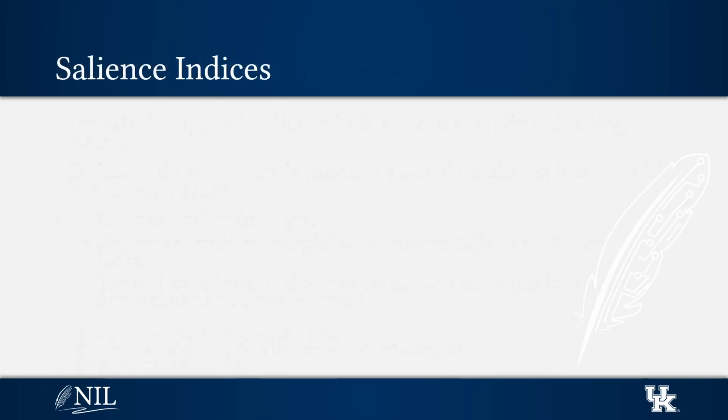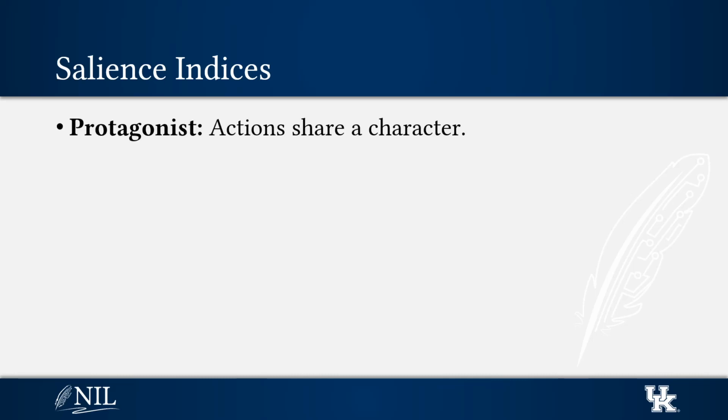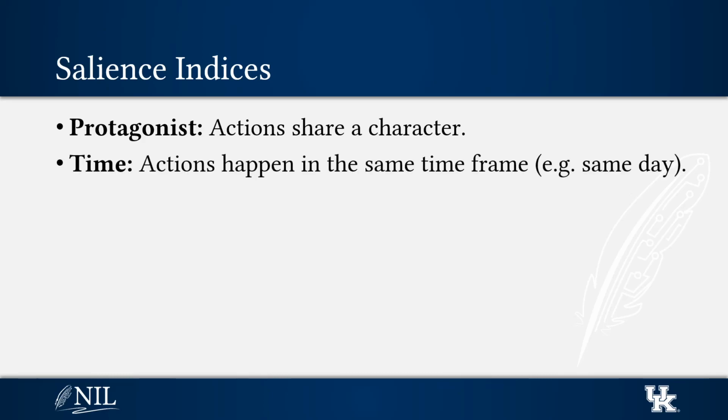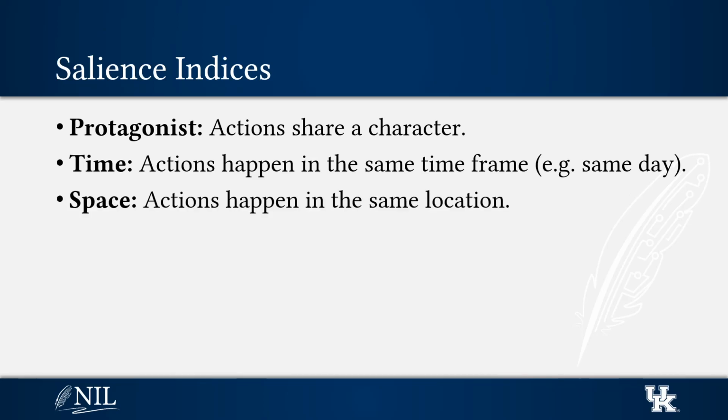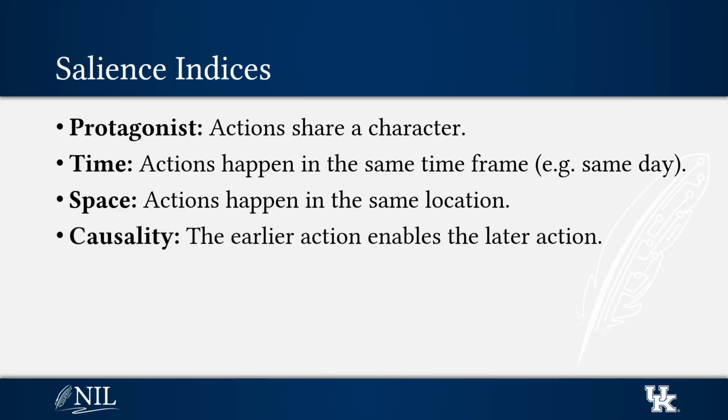Our goal is to translate this concept of salience into something we can use in a search algorithm. So we're intentionally using really simple definitions of each of these 5 indices. We say that 2 actions share the protagonist index if there's a character that's involved in both actions. They share time if they happen in the same discrete time frame, like the same day. They share space if they happen in the same location. They share causality if the earlier action has an effect which establishes a precondition of the later action. And for now, we don't implement the intentionality index.